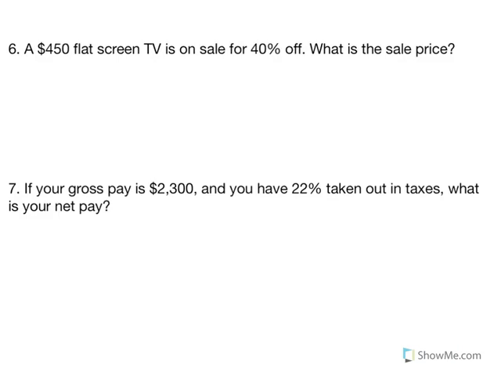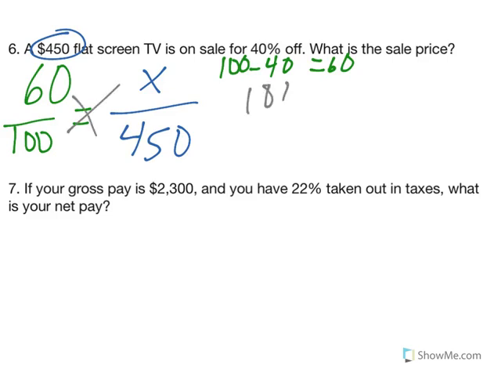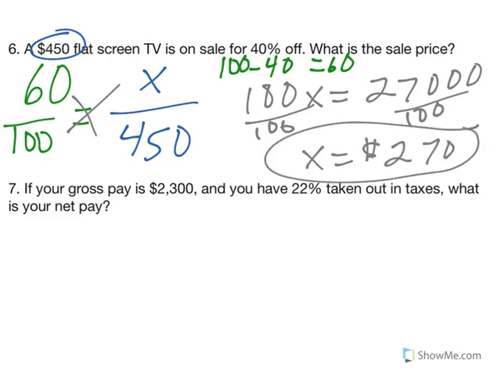Number 6, a flat screen TV is on sale for 40% off. If it's on sale for 40% off, that means 100 minus 40, that means it's 60% on. So 60 over 100, this is what it is now. Well, now is the 100%. I want to know when it's 60% on or 40% off. So again, I cross multiply. 100x is going to give me 27,000. I divide both sides by 100. And x is going to give me $270 for my TV.